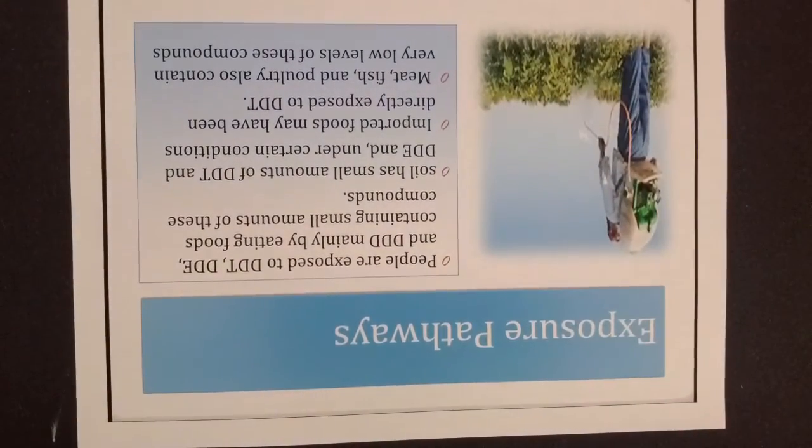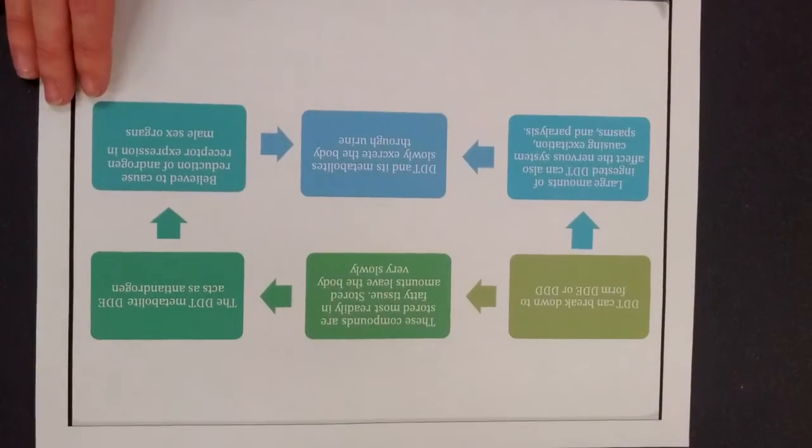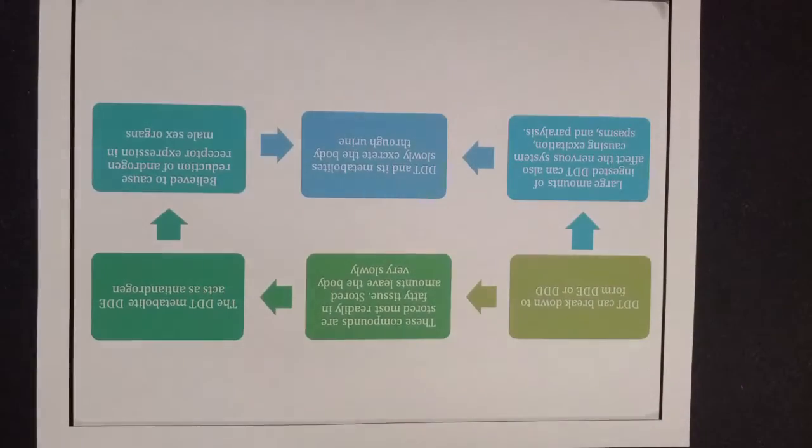People are exposed to DDT, DDE, and DDD mainly by eating foods containing small amounts of these compounds. Even though DDT has not been used since 1972, soil can still contain small amounts of it under certain conditions, and imported foods may have been directly exposed to DDT. DDT, DDE, and DDD do not enter the body through skin very easily and therefore are mostly consumed through our digestive tract. Once inside the body, DDT can break down to form DDE and DDD.